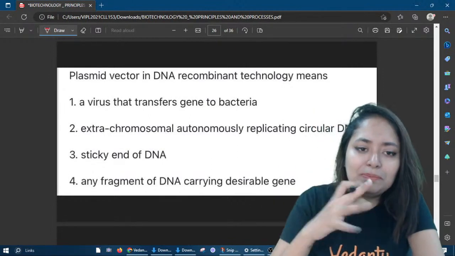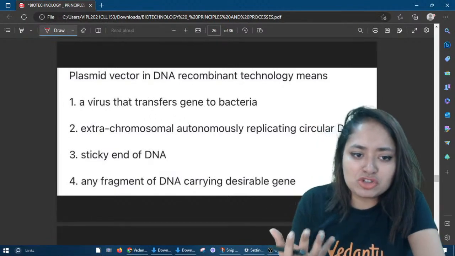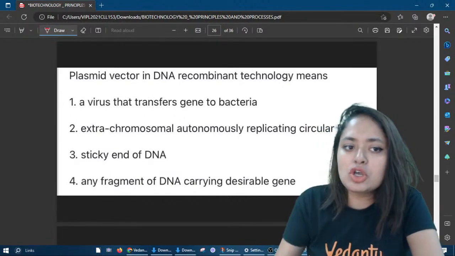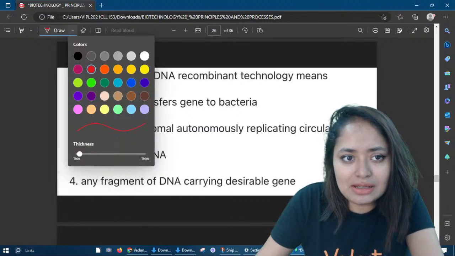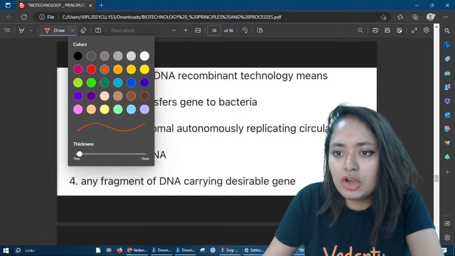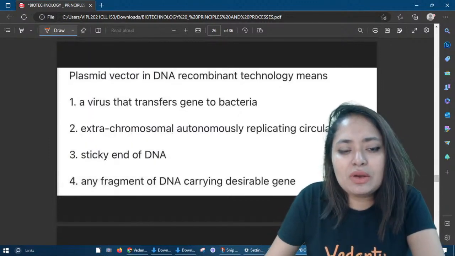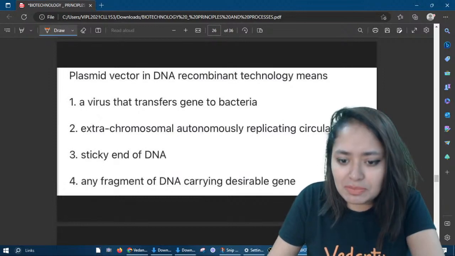Okay, again, there is a bit of a confusion, but the majority of my children have given me one answer. Let's read the options first and then I'll declare the correct answer. The question says, plasmid vector in DNA recombinant technology means?